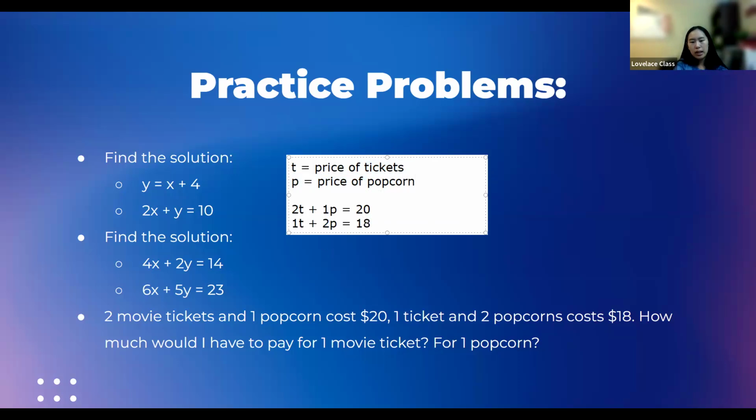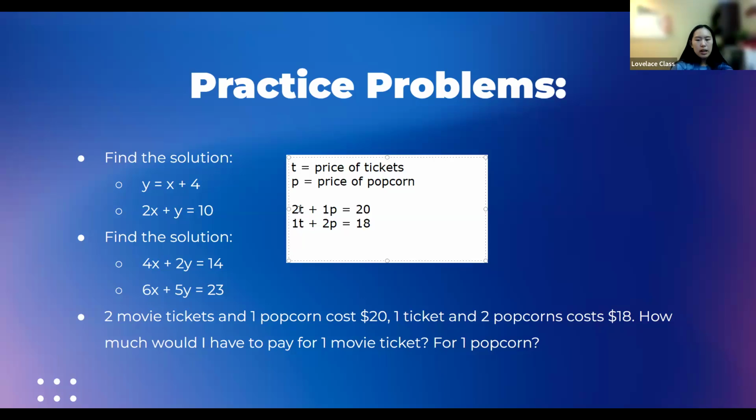So then we're trying to see how much does 1 movie ticket cost? How much does 1 popcorn cost? Well, the easiest way for me to do it is, if I want to find out how much the movie ticket costs, I can just cancel out the popcorn. So then I can just double the first equation, which equals 4t plus 2p equals 40, right? And then t plus 2p equals 18.